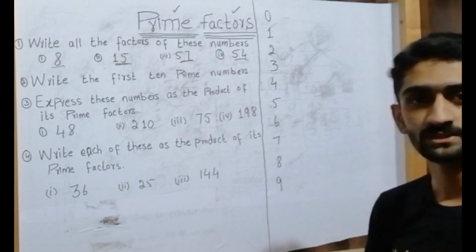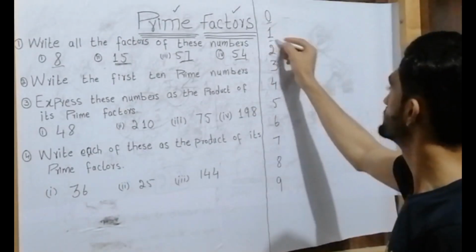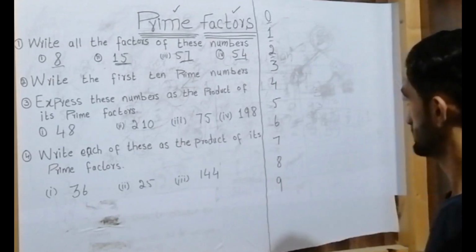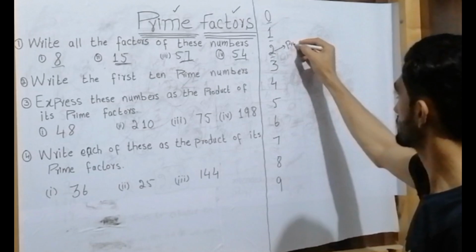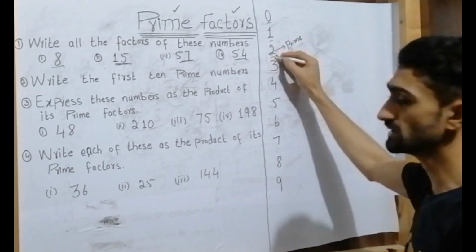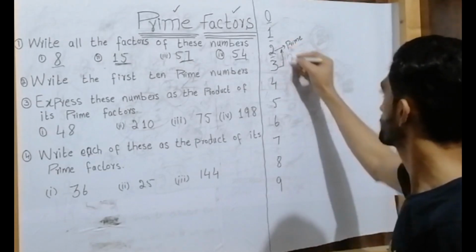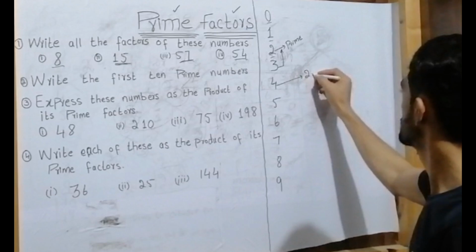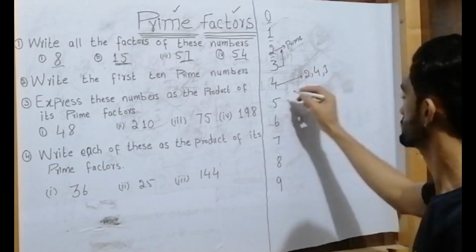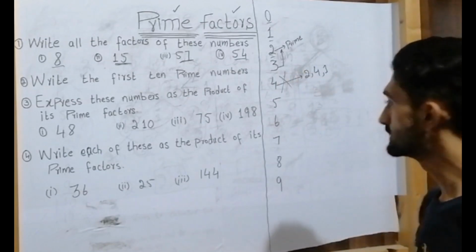Form the division or a branch tree method for each of these numbers, you will find that 2 is prime because it's just divisible by itself and 1, nothing more. 3 is also prime. 4 is not prime because 4 is divisible by 2, by 4, by 1. So it is not prime. I will just mark a cross here.